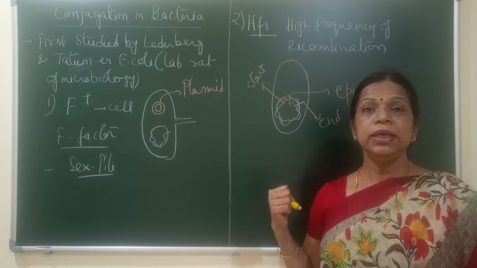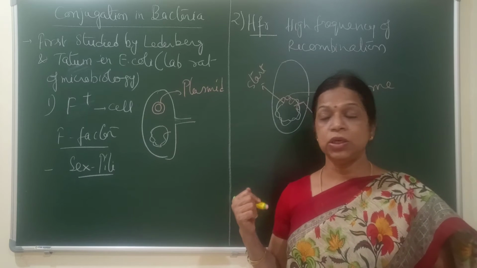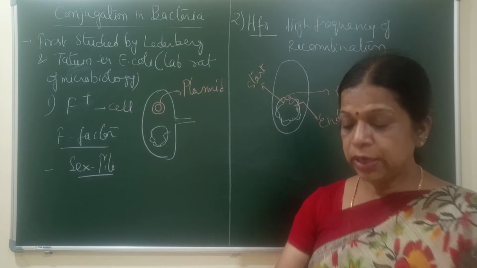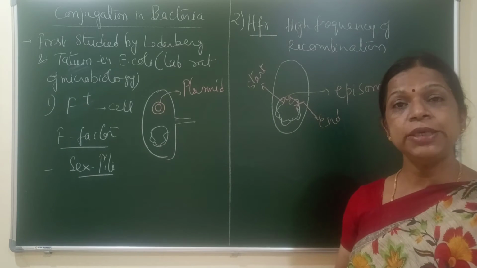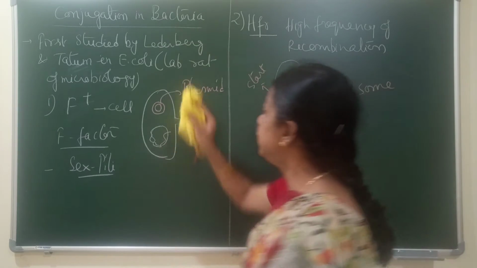Now let us try to understand the two types of conjugations. First I will start with one type, which is called F plus F minus conjugation. Let us try to understand. Then we will do the other one.